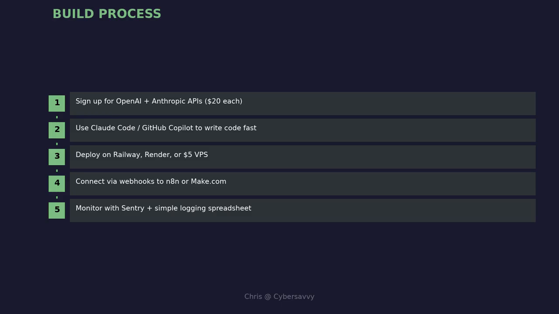You do not need to be a software engineer to build custom AI tools. Here is your step-by-step playbook. Step 1. Sign up for OpenAI and Anthropic API, fund each with $20. Step 2. Set up GitHub Copilot or Claude Code as your coding assistant. Describe what you want to build and let AI help you write the code. Step 3. Deploy your tool on Railway, Render, or a $5 VPS. Step 4. Connect it via webhooks to N8N or Make.com for triggers and downstream actions. Step 5. Monitor with a free Sentry account and set up a simple logging spreadsheet.